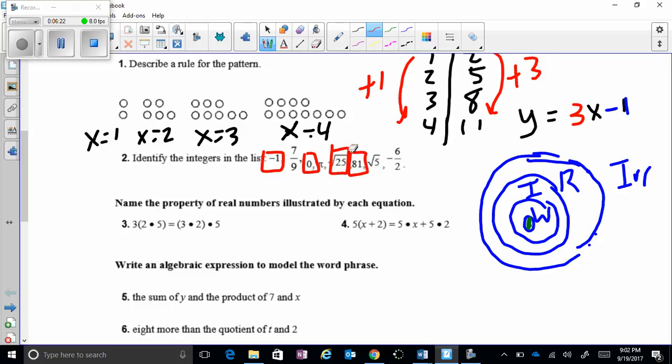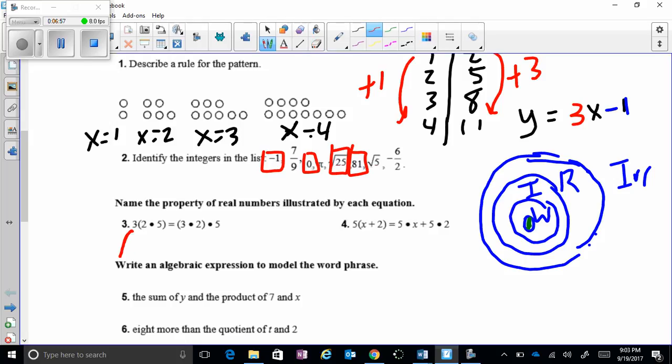All right, we've got some properties, and we had a lot of properties. Now this one here, all we're doing is changing the grouping. Notice that we're not changing the order. So this was confused quite a bit in class when you did 2 times 5 and 5 times 2 are both 10. Right, that's the commutative property where you actually switch the order. So don't get that confused with number 3. This one here is the associative property because you're changing the grouping.